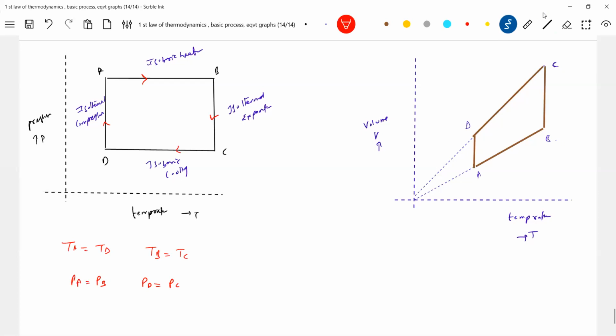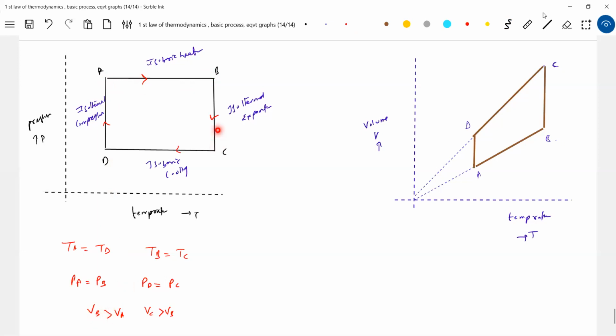Sir, regarding volumes, can you say anything about the volumes? VB should be greater than VA. Will I agree? VC should be greater than VB. Sir, how can you say? Okay, we'll do one thing. In isobaric heating, as temperature increases, volume should increase. So VB is greater than VA. Got it?